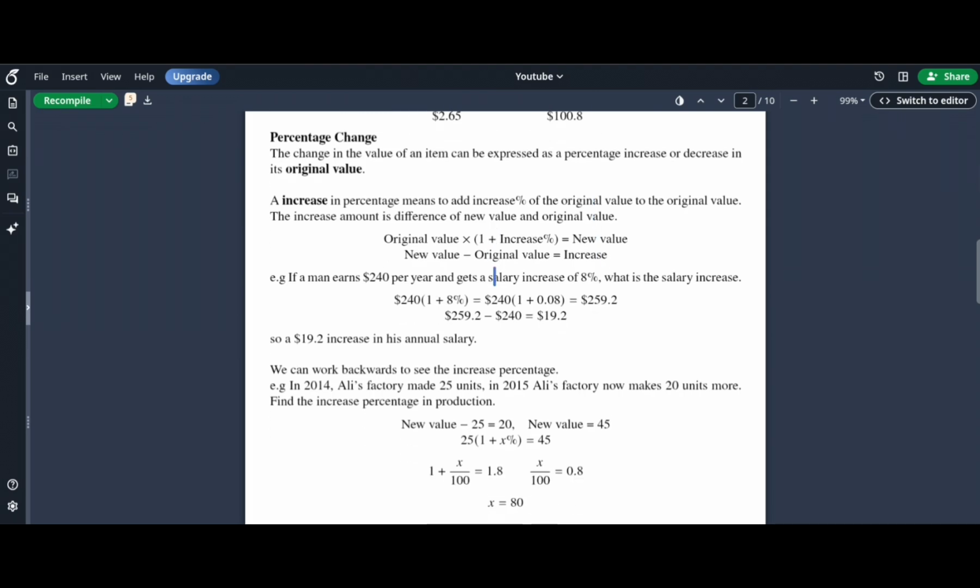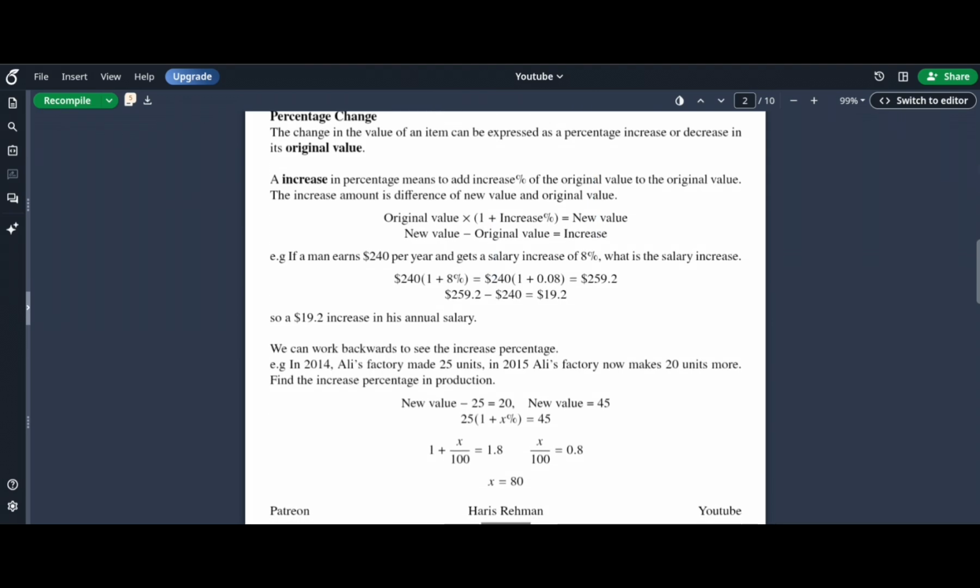So let's look at the English that I've written, so you guys can get a better understanding. An increase in percentage means to add increased percent of the original value to the original value. The increased amount is the difference of new value and original value. Here you can see this bracket here, I've just grouped it. Else it literally means what I said.